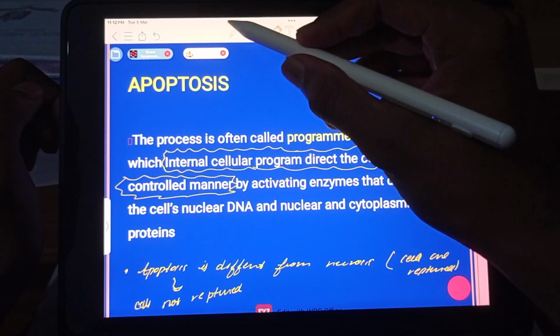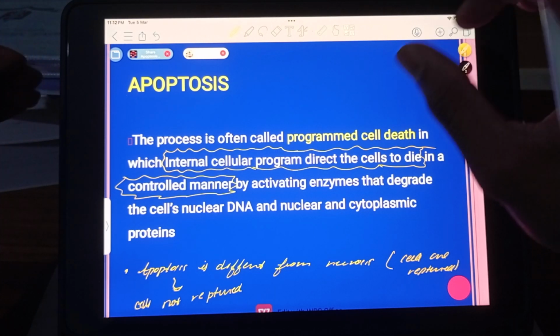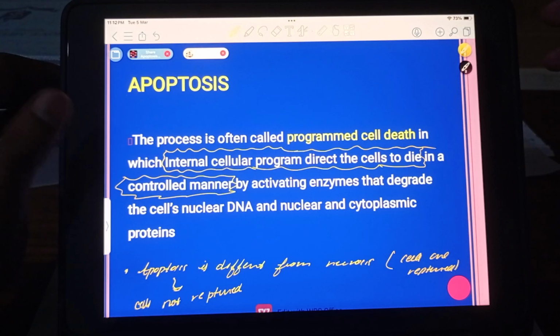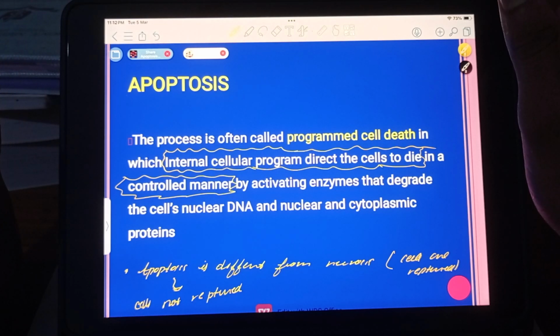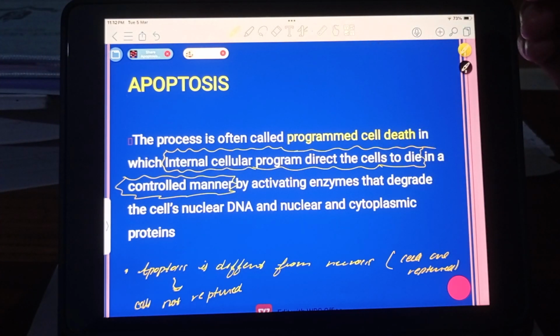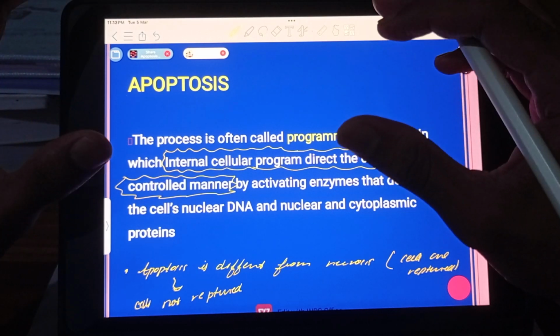The actual definition says that it is a programmed cell death in which internal cellular programs direct the cells to die in a controlled manner by activating enzymes that degrade the cell's nuclear DNA, and nuclear and cytoplasmic proteins. It is a programmed cell death, but it is not dying instantly or immediately. A series of reactions are occurring, in a controlled manner.